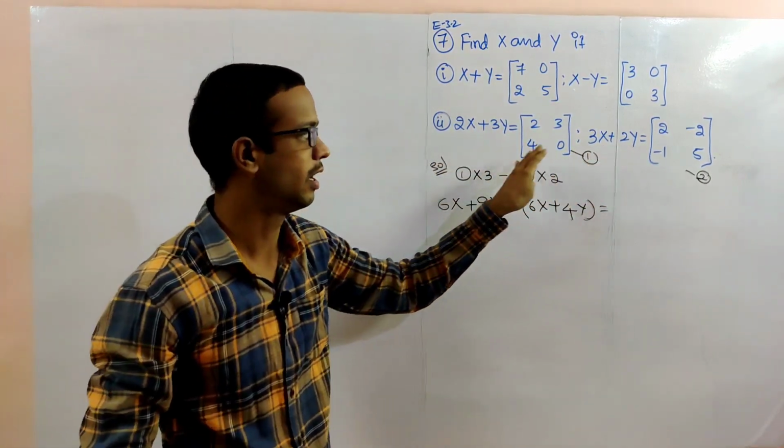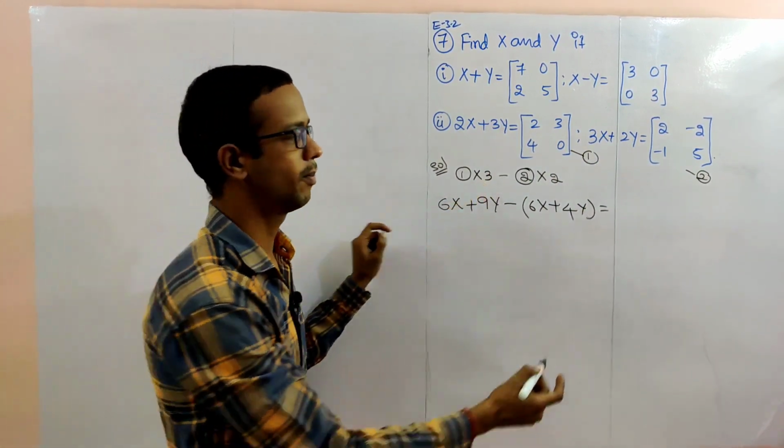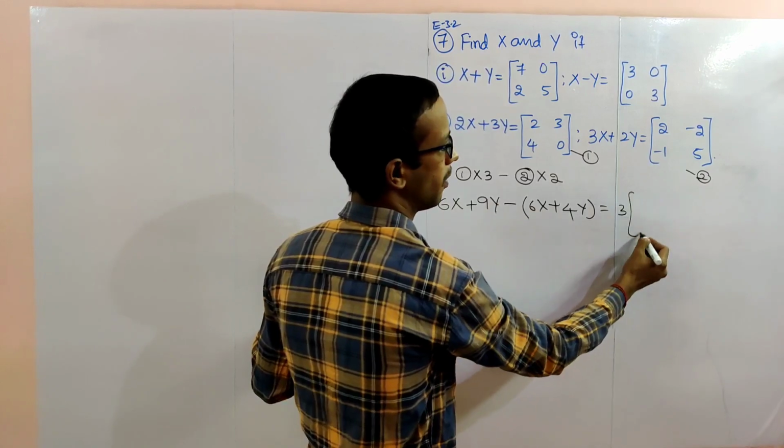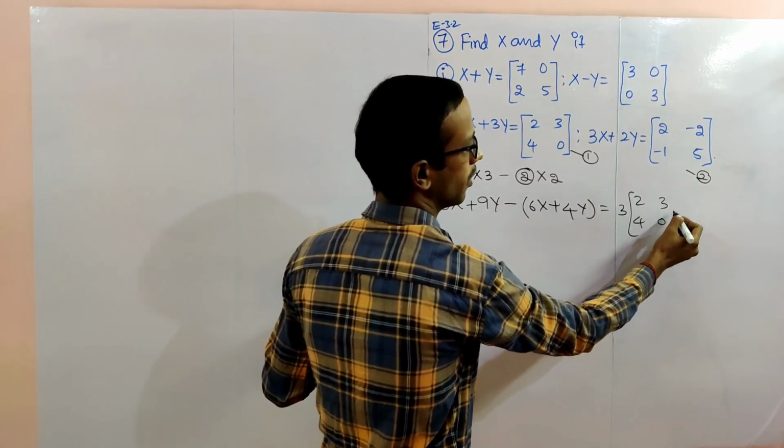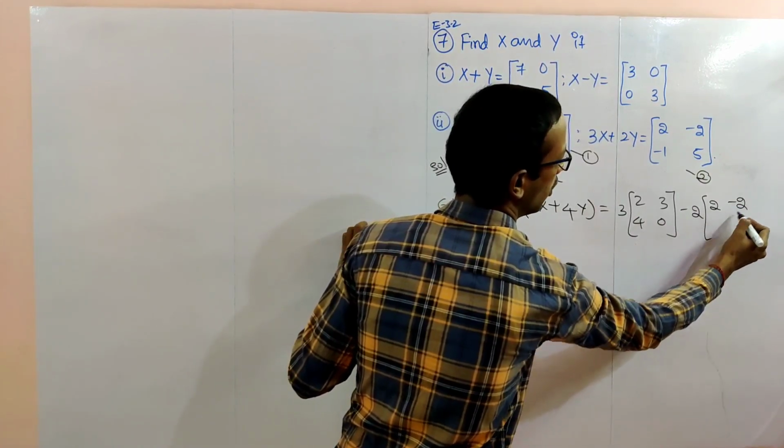Left side is done. Similarly, we have to make the right side also. What do we have to make on the right side? Multiply equation 1 with 3. Subtraction. Multiply equation 2 with 2.